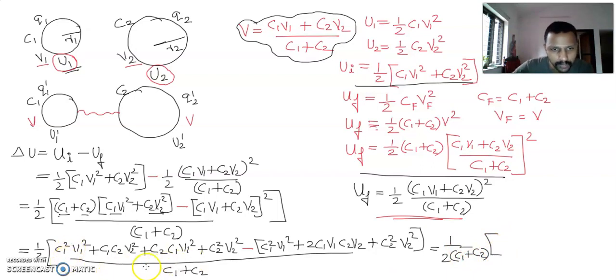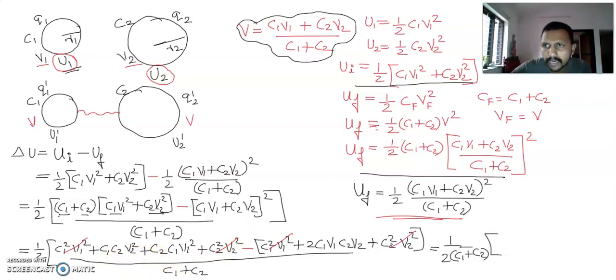Then look over here. If we are having C1 square V1 square, and if we are expanding this bracket, there will be minus C1 square V1 square. We could cancel these two. Clear? Then over here we are having C2 square V2 square. If we are expanding this bracket, there is minus C2 square V2 square, and these two will get cancelled. Clear? Then we are having other terms.